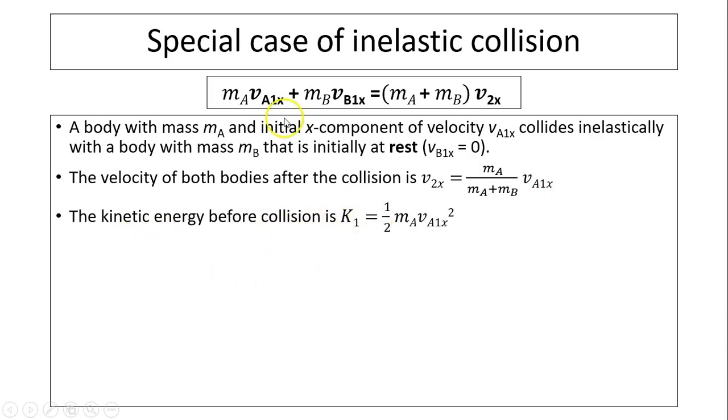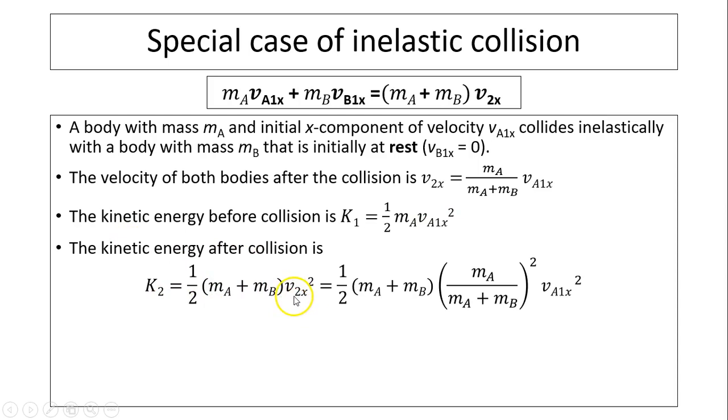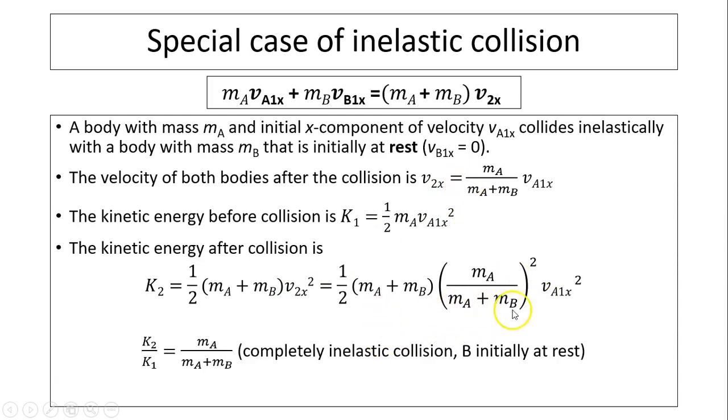The kinetic energy before the collision is just the kinetic energy of ma, which is 1/2 ma va1x squared. Again, 1 represents before the collision. For the kinetic energy after the collision, you add the two masses together times the velocity after squared. Substitute the velocity after from this expression, and you can simplify it. The point is, here is the proportion of kinetic energy after relative to kinetic energy before. As you can see, kinetic energy after is less than kinetic energy before, by the factor ma divided by ma plus mb, so it depends on that mass ratio. This is the kinetic energy relationship of a completely inelastic collision for object B initially at rest. Again, I do not recommend you memorize this equation, but you need to know how it is derived.